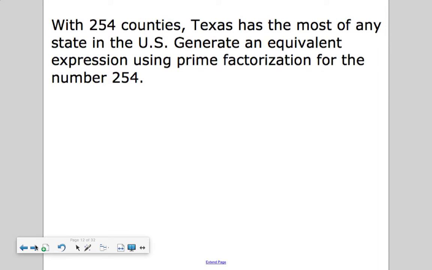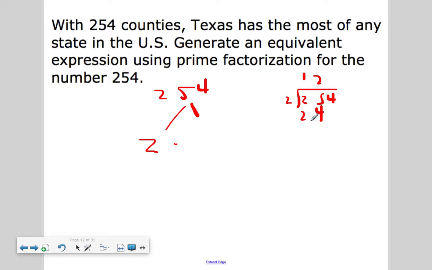With 254 counties, Texas has the most of any state in the United States. Generate an equivalent expression using prime factorization. So we have 254. It is composed of 2 times something. So 254 divided by 2. It goes in 1 time, 12 times, which is 24, and this goes 7. So 127.